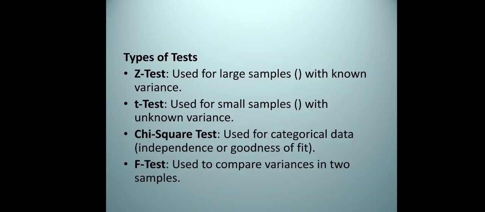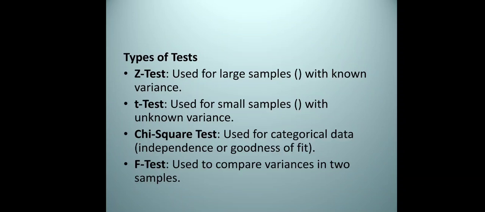The next one is types of tests. The first is the Z test. The Z test is used for large samples with known variance. The next, the T test, is used for small samples with unknown variance, that is, unknown population variance. This is the T test.